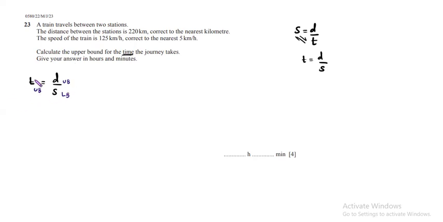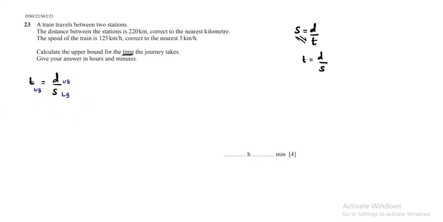Now, if they ask us to find the lower bound of t, in that case, d will be the lower bound. We need to substitute the upper bound of speed to calculate the lower bound of t. Now we are asked to find only the upper bound, so this is what we do.